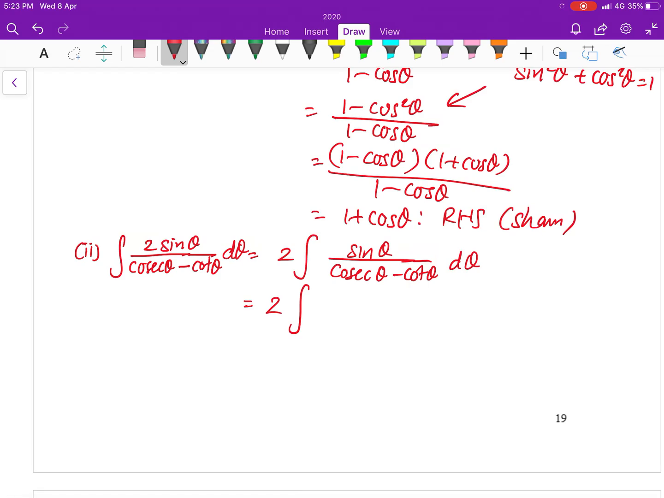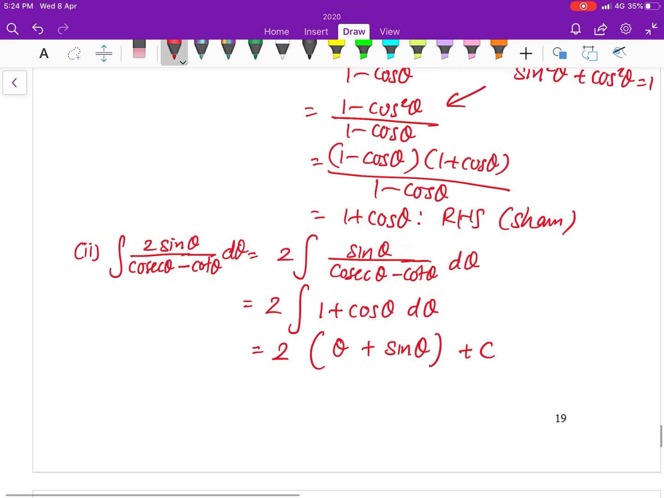So now I change the form using the identity from part 1. I will change to this. Oh, when I change it into this form, it's so much easier to integrate, right? Alright, so I just put the 2 outside. Integrate 1, what do I get? Do I get x? No, because it's d theta, I'll get theta. And I integrate cosine theta, what do I get? I get sine theta. So the question is easily done. Then just put plus c.